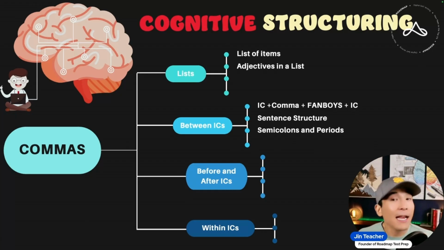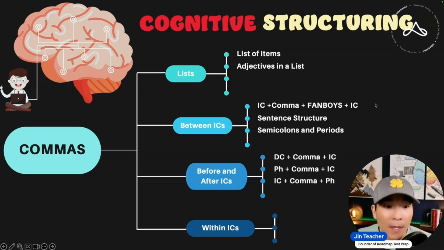We also have commas and FANBOYS words to separate 2 independent clauses. Now we're getting into other types of punctuation marks, right? Like now we can start grouping semicolons and periods and this type of comma rule together, right? So you can see how we're not just learning randomly now. We're learning in an organized way, in a way that makes sense, right? This is cognitive structuring.